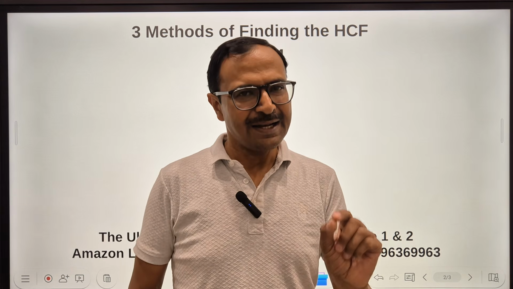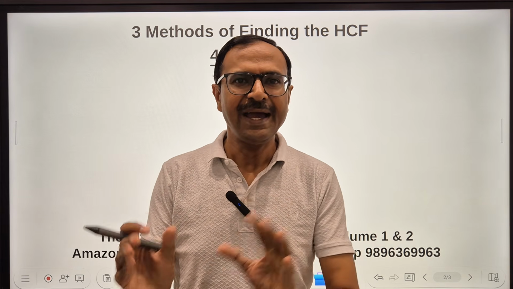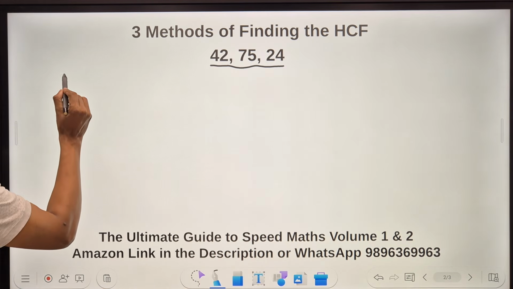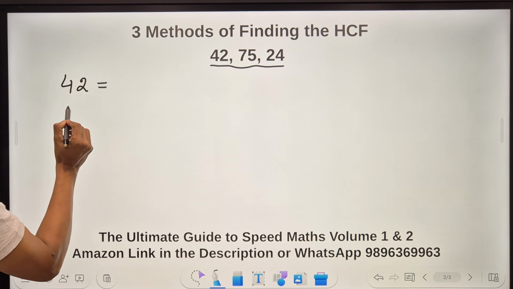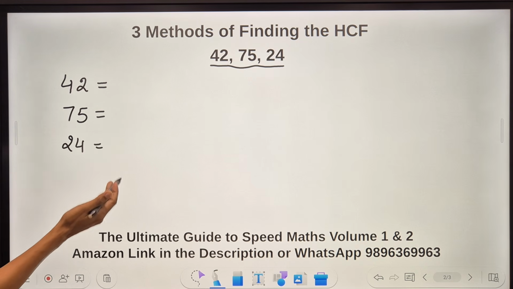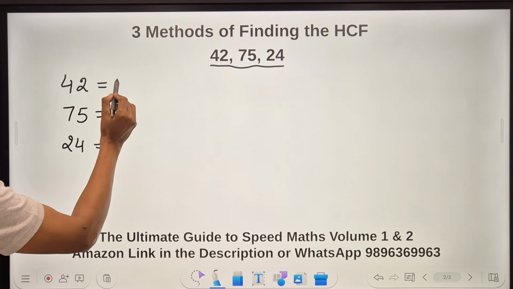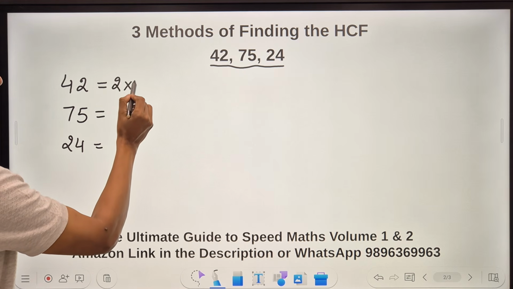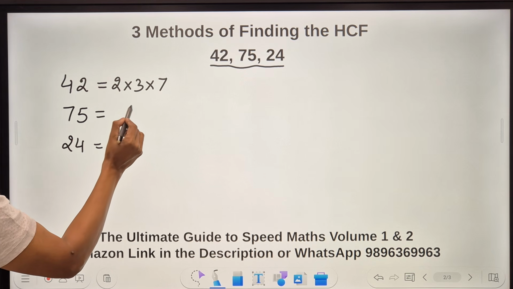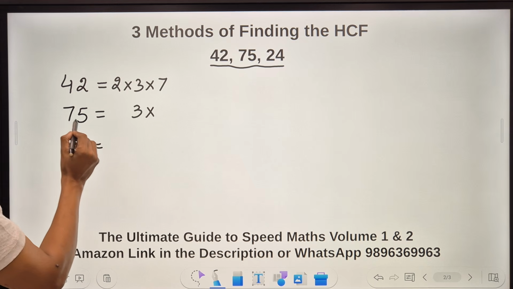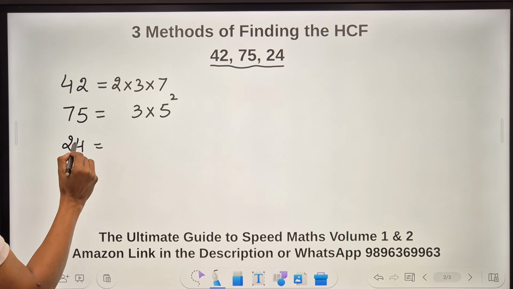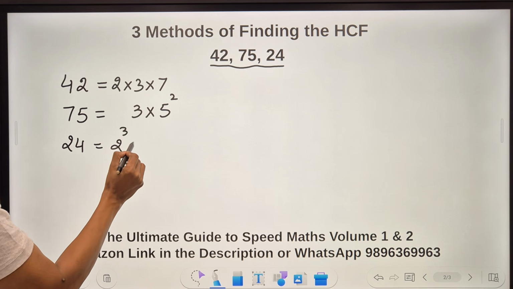So friends, let's first study the traditionals and then the unique one. Here, if I make the prime factors of 42, 75 and 24, which most of the students will be very easily doing, 42 is 2 times 21, so 2 times 3 times 7, right? 75 is 3 times, then we have 5 times 5, so 5 square. And 24 is 8 into 3, so 2 cube into 3.